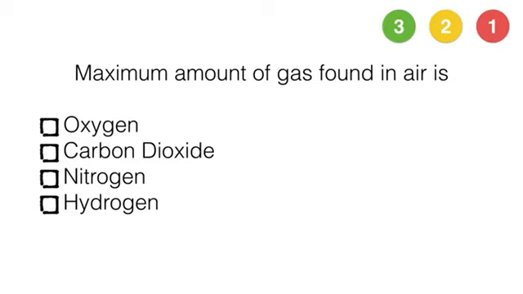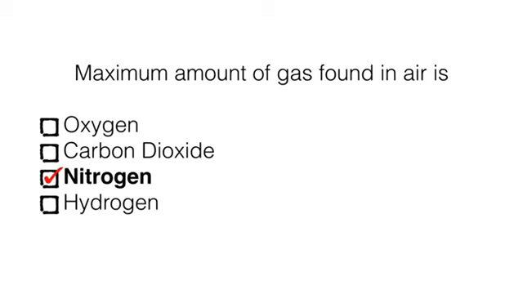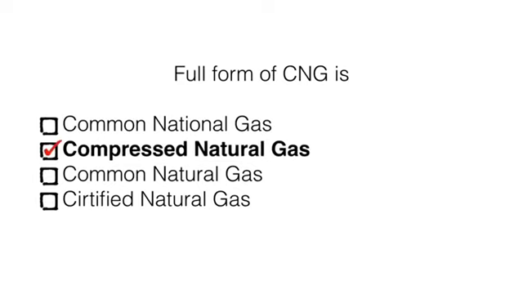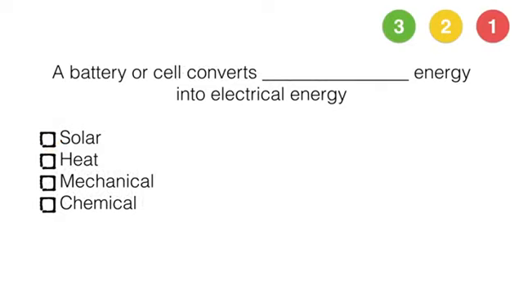Maximum amount of gas found in air is oxygen, carbon dioxide, nitrogen, hydrogen. Full form of CNG is Common National Gas, Compressed Natural Gas, Common Natural Gas, Certified Natural Gas. A battery or a cell converts which energy into electrical energy? Solar, heat, mechanical or chemical?